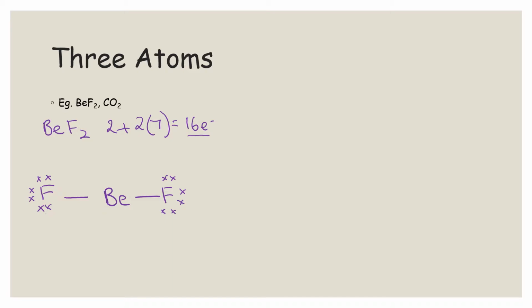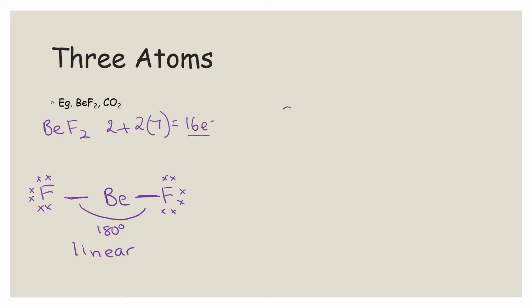You can see here that we need to spread these bonds as far apart as possible. And to do that, to spread 2 bonds as far apart as possible, you would have a bond angle of 180 degrees, which means this is a linear molecule.